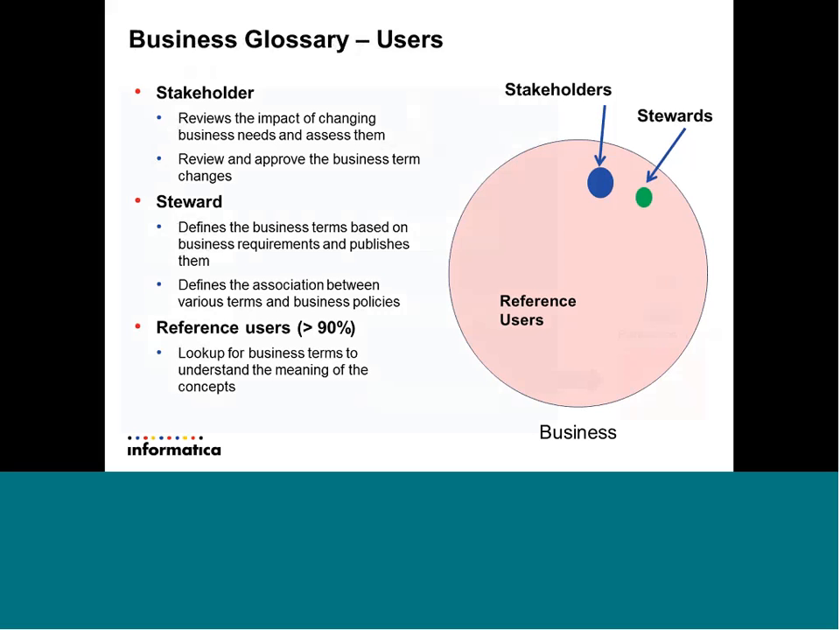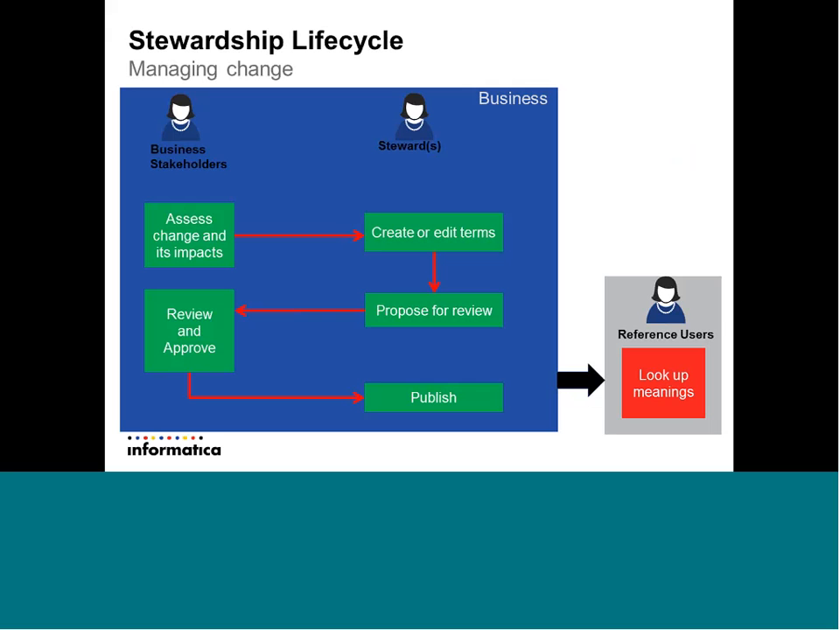Okay. So now let's look at the stewardship lifecycle, how the stewardship lifecycle is performed. This picture demonstrates how a change in the business, like a regulatory change, is handled in the enterprise. Stakeholders assess the impact of the change and inform the stewards about the same. Stewards make the required changes in the business terms, which are affected by the business change, and propose the change for review. Stakeholders then review the change and approve or reject the changes based on the information that is put in. Once approved, the changes are published and the reference users can see the changes in business terms.